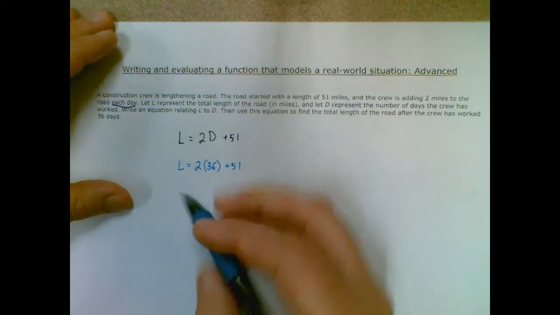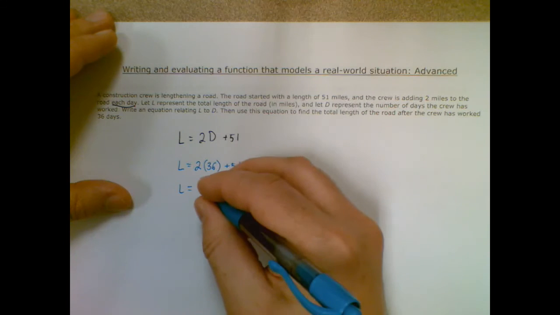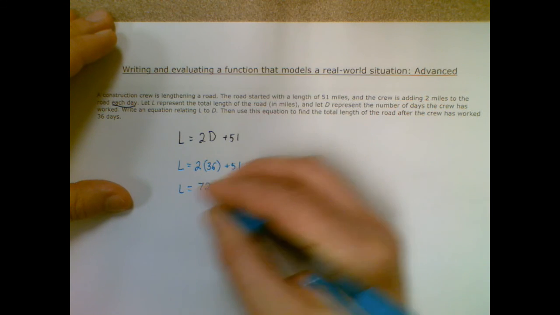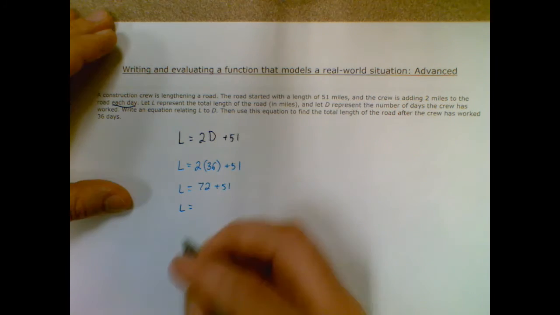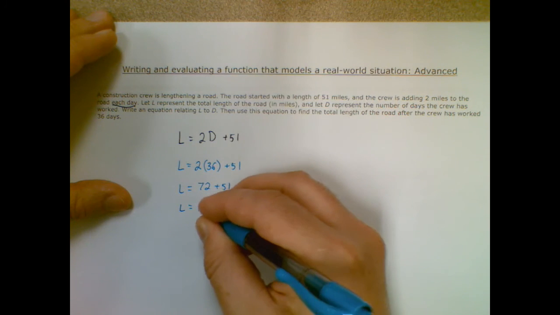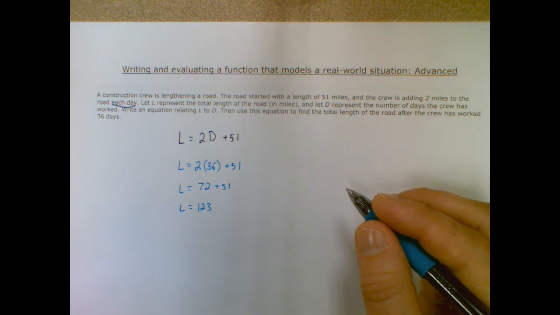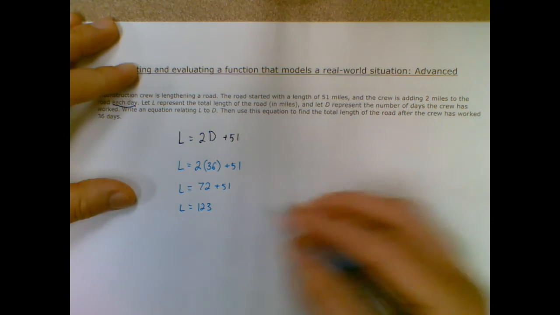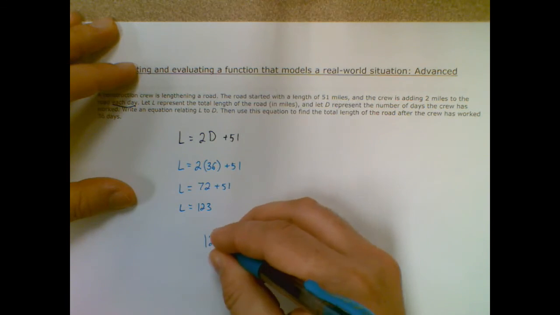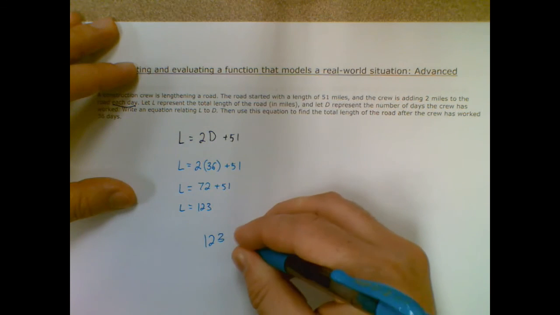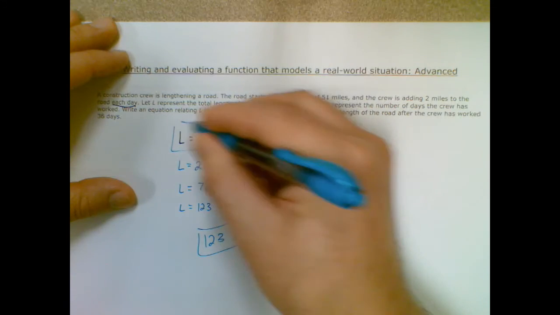After that, it's just simplification. So 2 times 36, and then adding those up. My length in this case should end up with 72 plus 51 for a total of 123. Now, make sure you're careful here. We need a unit because this is coming off a word problem. So my final answer is 123 miles. And then we also want that equation.